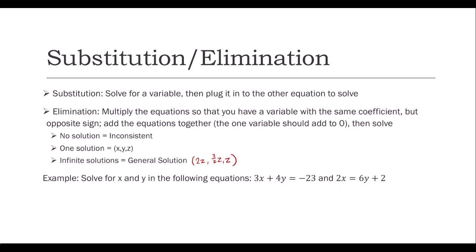So here we have an example that says solve for x and y in the following equations. 3x plus 4y equals negative 23, and 2x equals 6y plus 2. So we'll solve this using substitution and elimination.